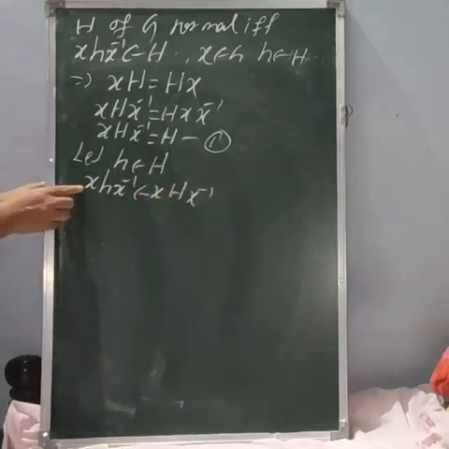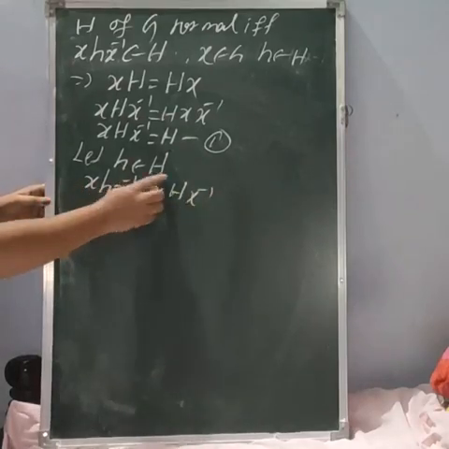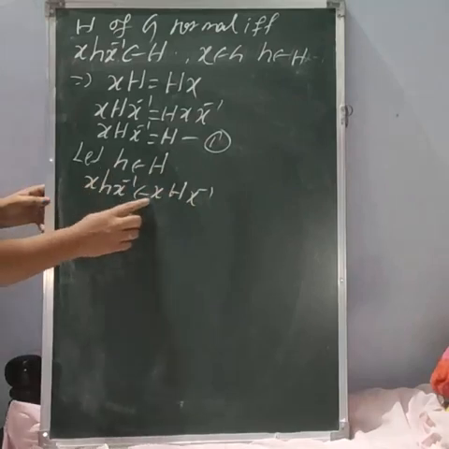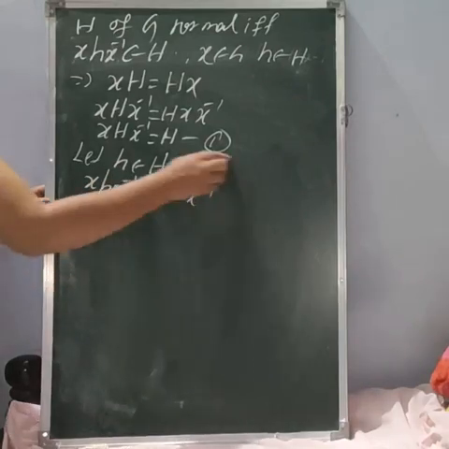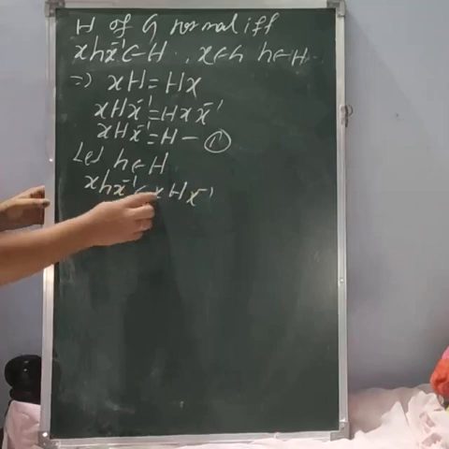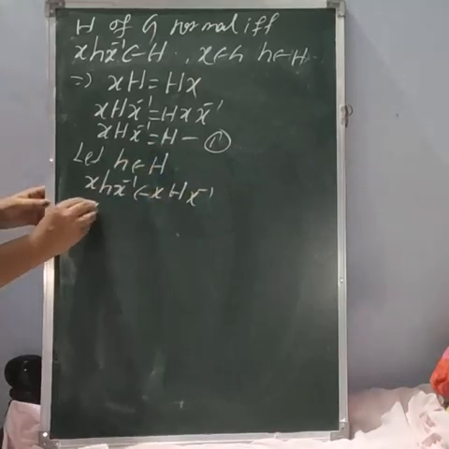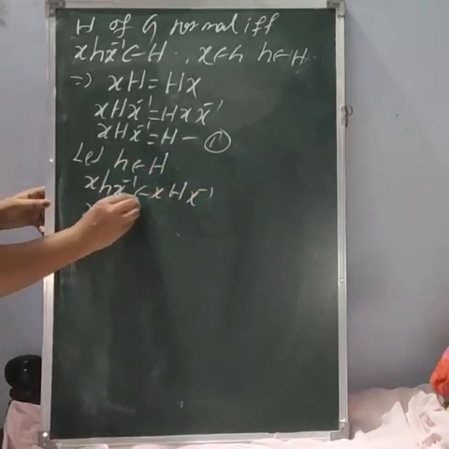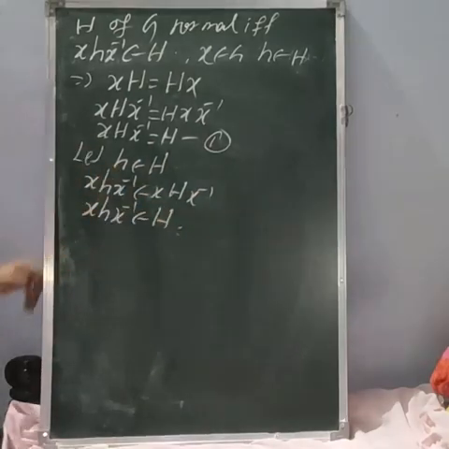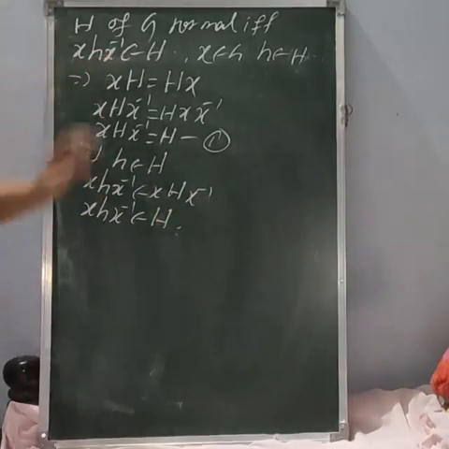I will multiply x and x inverse on both sides for this. So x h x inverse belongs to x H x inverse. But from equation 1, the value of this x h x inverse is nothing but capital H. So what we will get? x h x inverse belongs to capital H. That is the first part.